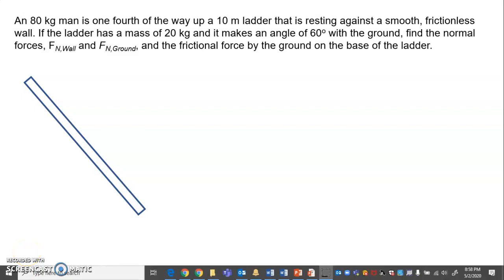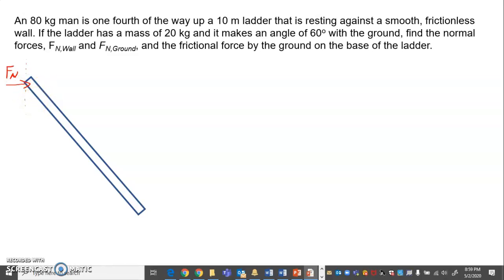Okay, in this video we're going to look at a man who is 1/4 of the way up a ladder that is resting against a smooth, frictionless wall. And so the force acting here is just going to be the normal force, perpendicular to the wall. Okay, so the wall you would imagine being like this. Normal force is always perpendicular to the surface.